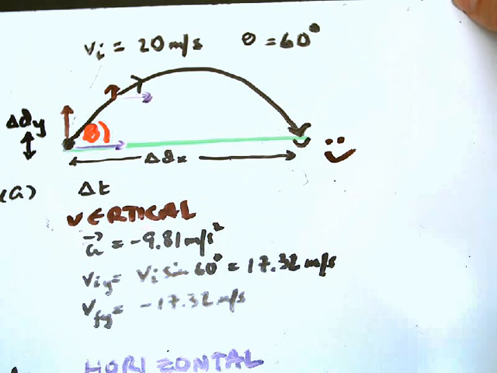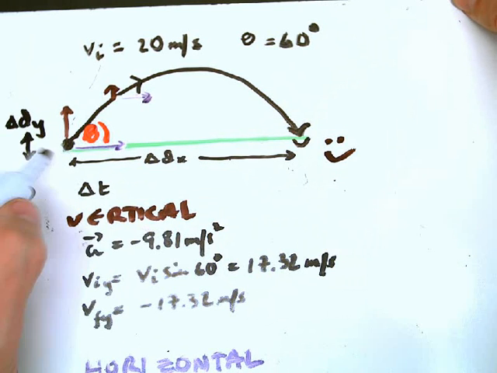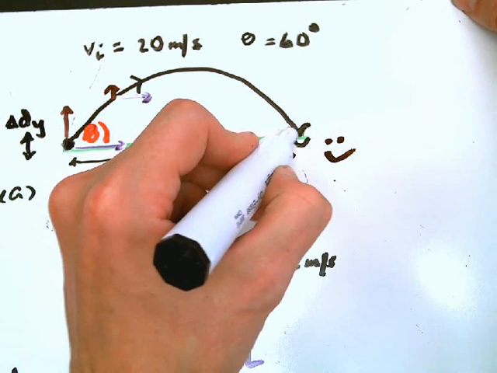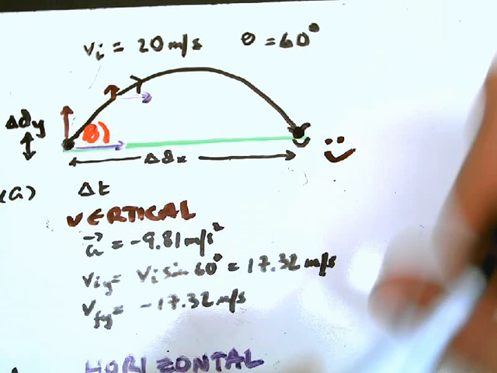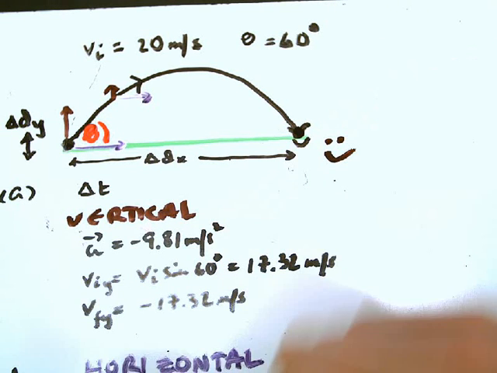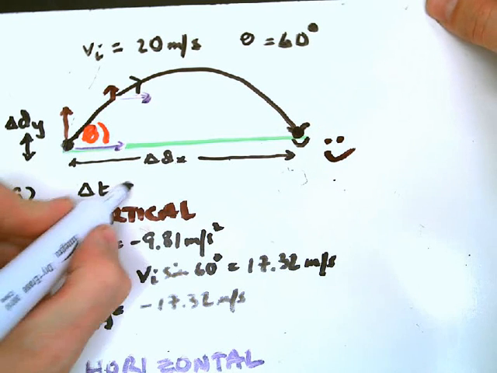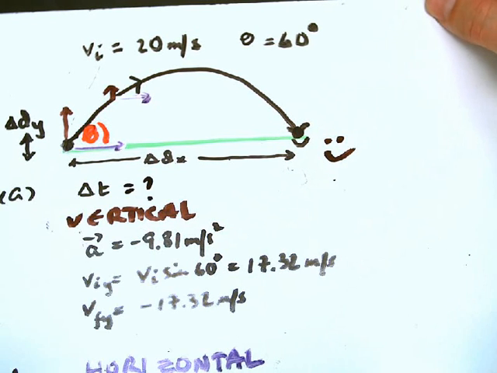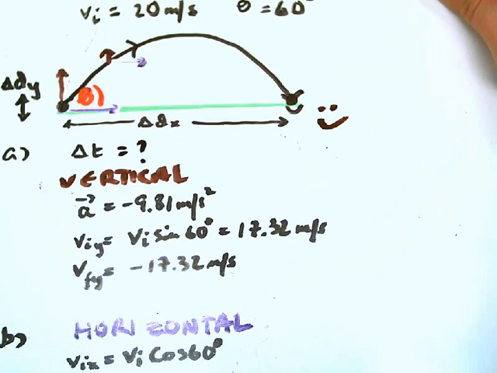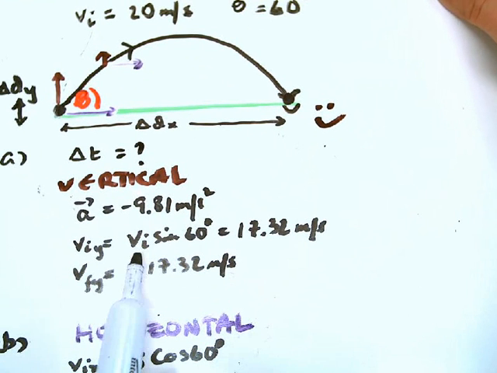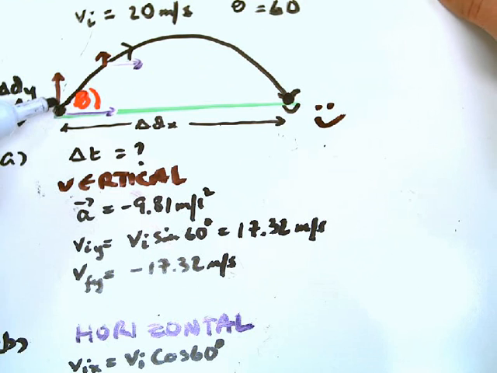So if we think vertical, remember we need 3 variables. We're trying to find delta t. We don't know what it is. We have delta a, which is negative, normally according to sign conventions that we've talked about in class. Then VIY. Now it's important that we note that the VIY, the initial velocity in the Y, actually is a component of your total initial velocity, which was 20 meters per second.